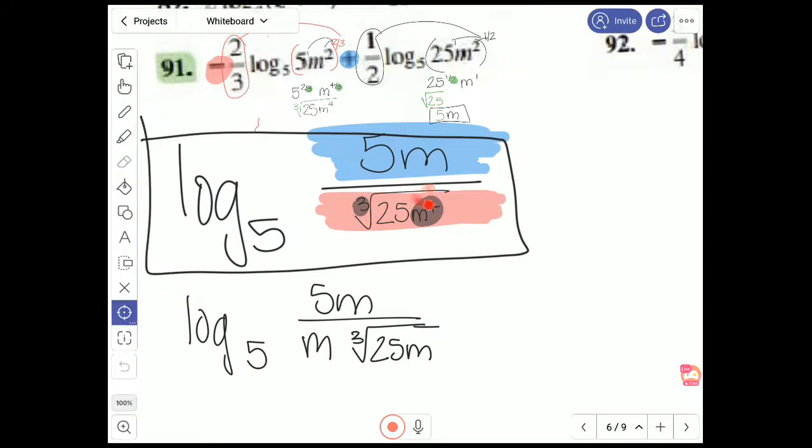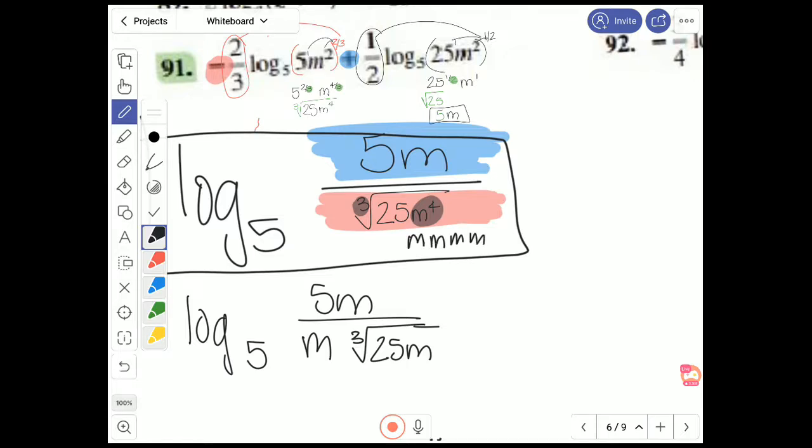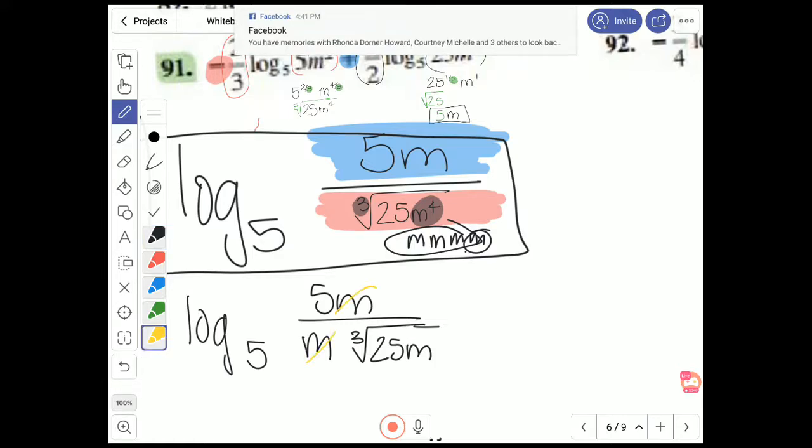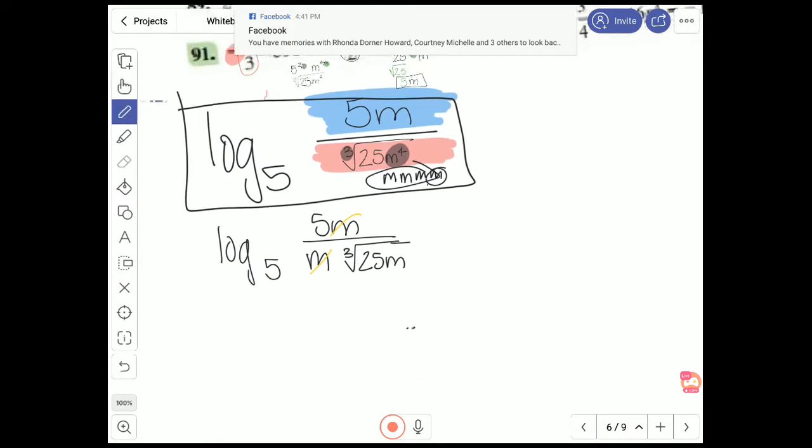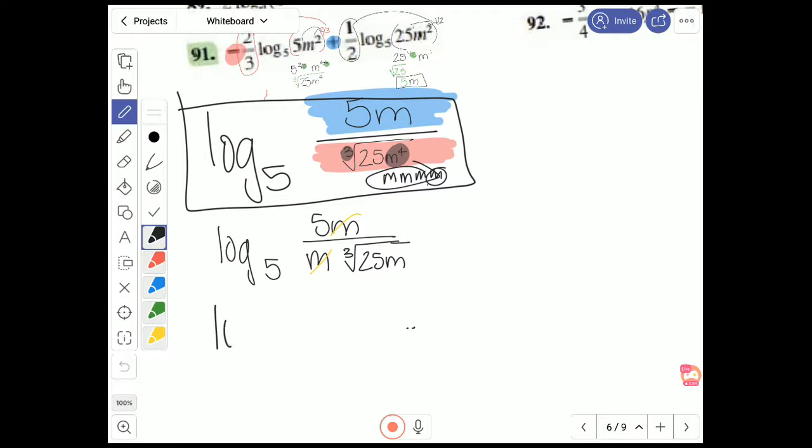So again, that happened because m to the 4th meant that there were 4 m's on the inside. If I have one group of 3, then there's going to be one on the outside, and then I had this one left over, so it's going to stay on the inside. The only thing that helps me in this case is now I can cancel out these m's here, so then my problem looks a little bit better. I end up with the log base 5 of 5 over the cube root of 25m.